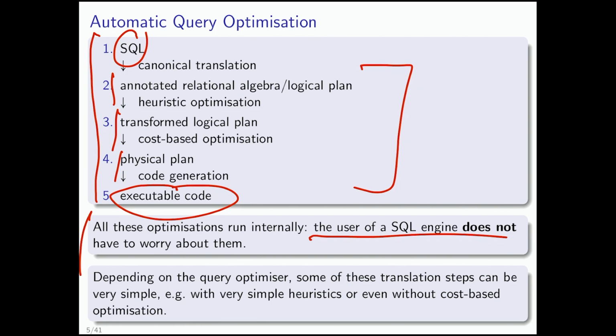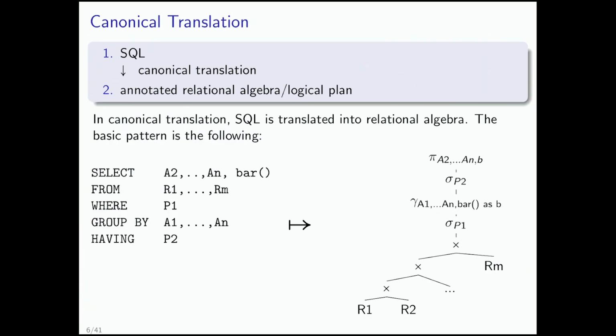And depending on the query optimizer, the component doing this translation, some of the translation steps can be very simple, with simple heuristics or even with cost-based optimization. But first things first. This is what's called a canonical translation. It's also described like that in several textbooks. You basically translate SQL to relational algebra in a one-to-one, stupid translation.